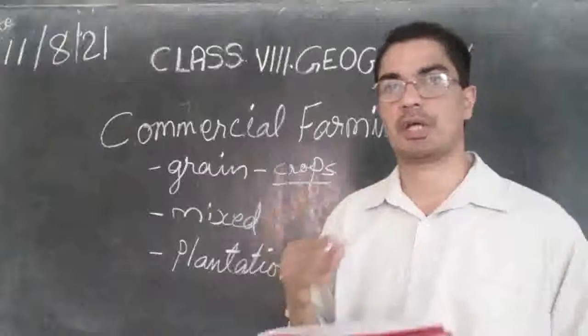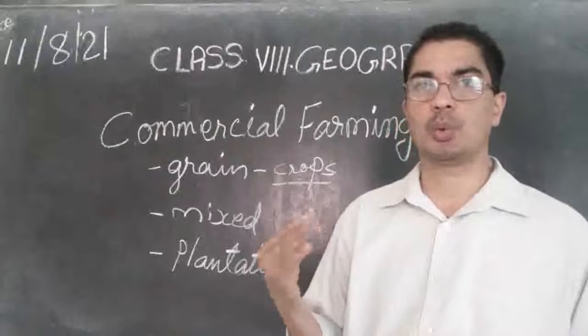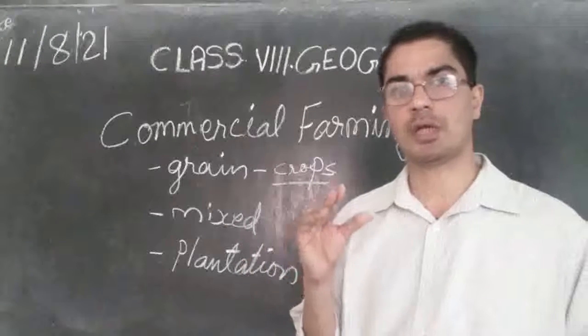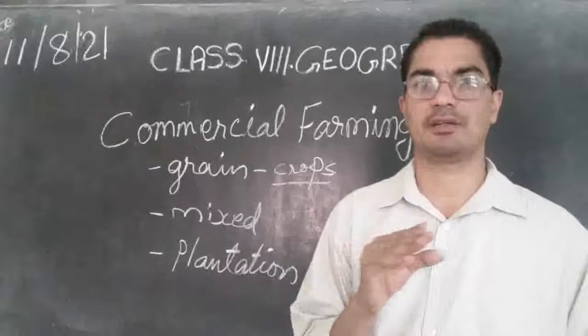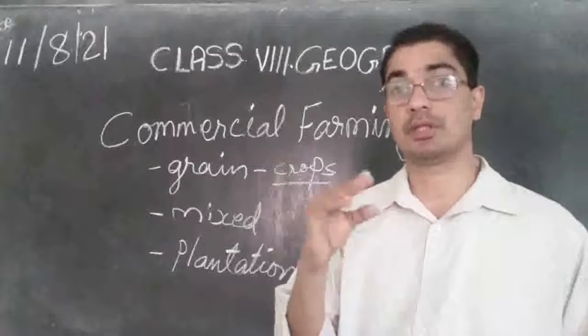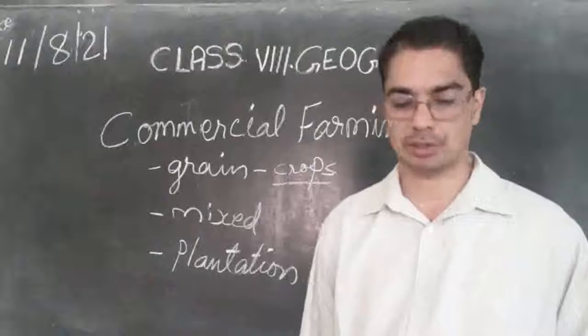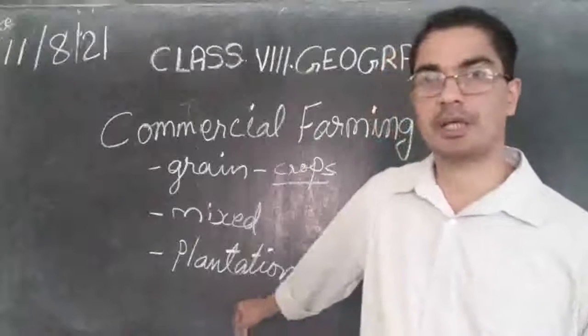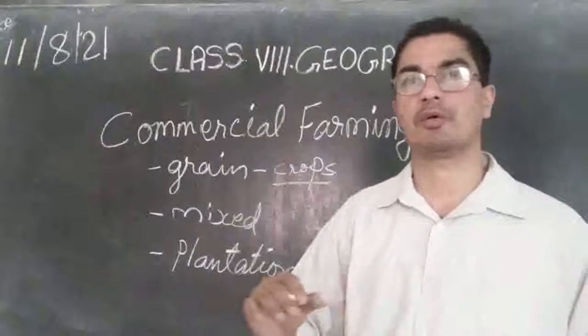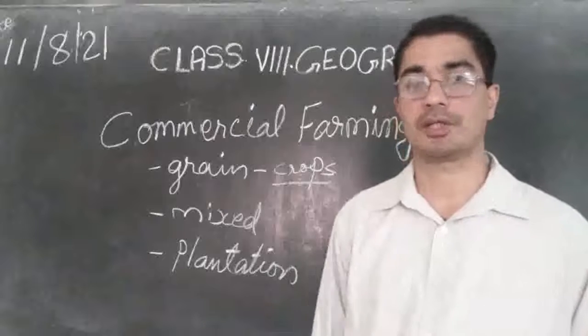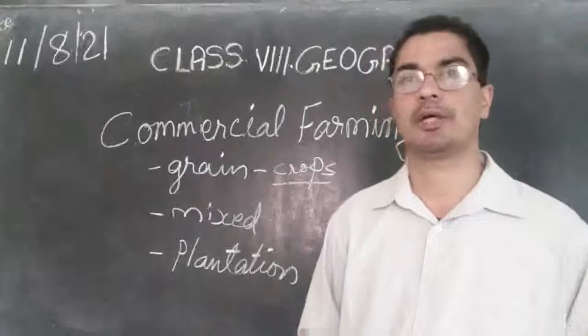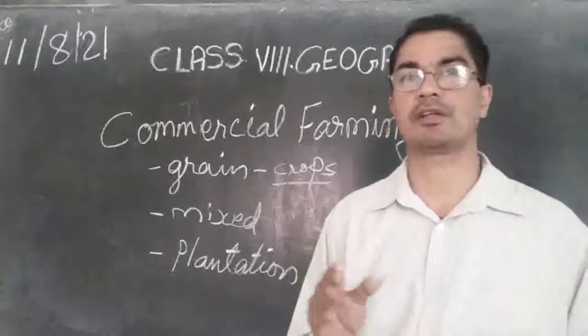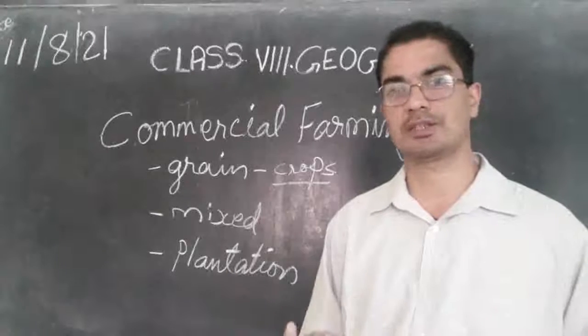So this place experiences very good sunshine. The highest amount of sunshine is received in this tropical region. So plantation agriculture is also taking place in this tropical region. So what do you understand? That people have chosen this tropical region for plantation agriculture.